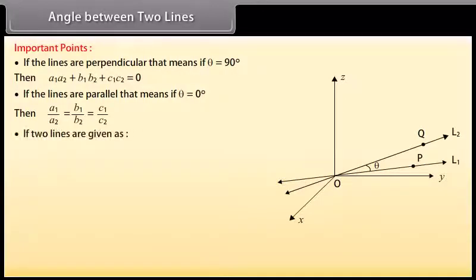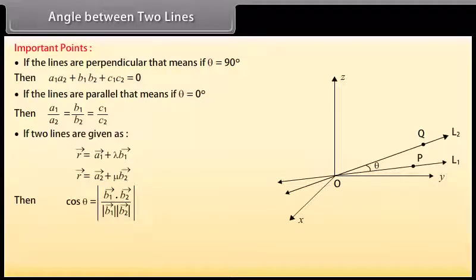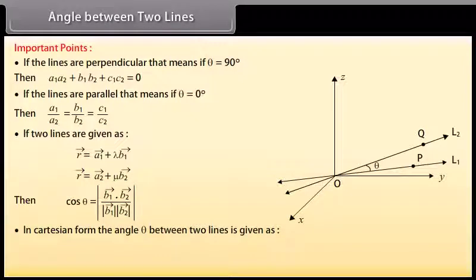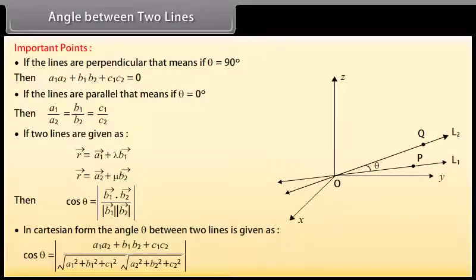If two lines are given as vector R equals vector A1 plus lambda vector B1, and vector R equals vector A2 plus mu vector B2, then cos theta equals modulus of vector B1 dot vector B2 by modulus of vector B1 into modulus of vector B2. In Cartesian form, the angle theta between two lines is given as cos theta equals modulus of (A1 A2 plus B1 B2 plus C1 C2) divided by square root of (A1 square plus B1 square plus C1 square) into square root of (A2 square plus B2 square plus C2 square).